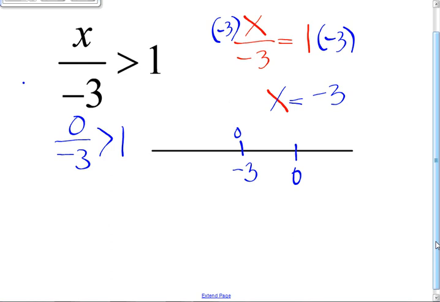You need to be focused here. Is 0 bigger than 1? Hold on a second. Does 0 make it true? So we go the other way.